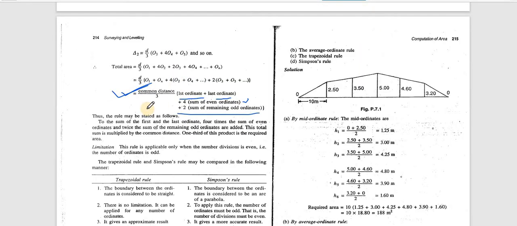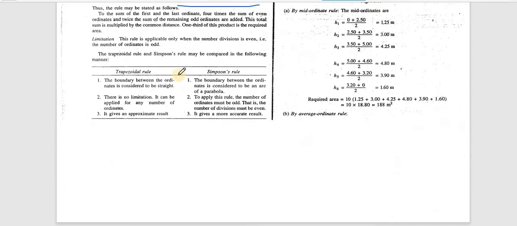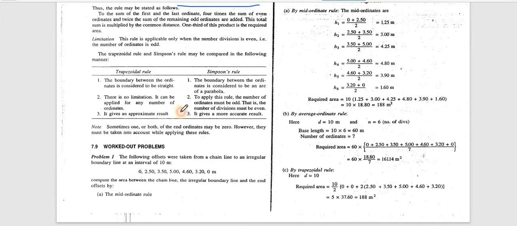Sometimes they might ask for a comparison between your trapezoidal rule and Simpson rule. In the trapezoidal rule we consider the boundaries as straight, but in Simpson rule we consider the boundaries as parabola. There is no limitation in the trapezoidal rule; any n number of ordinates can be used. To apply Simpson rule, the number of ordinates must be odd.